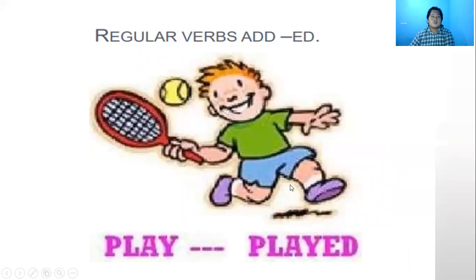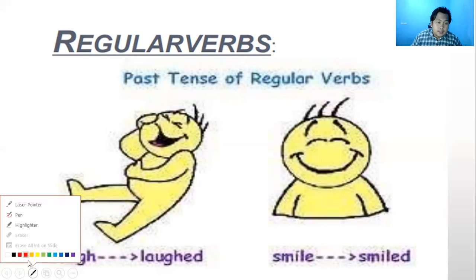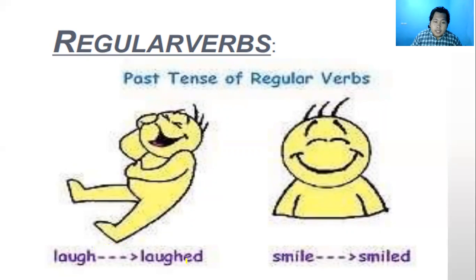Okay, yeah. So regular verbs add ed or d at the end of the word. Again, in regular verbs, we add ed. So we have here, we added ed here. Wait, let me highlight it. So we have here the ed. We added ed at the end of the word to make it a regular verb in the past tense, right?